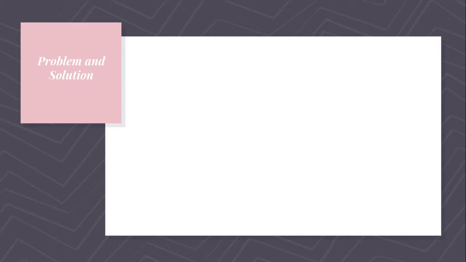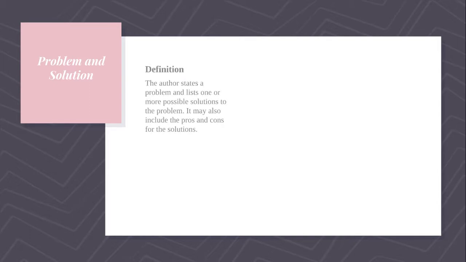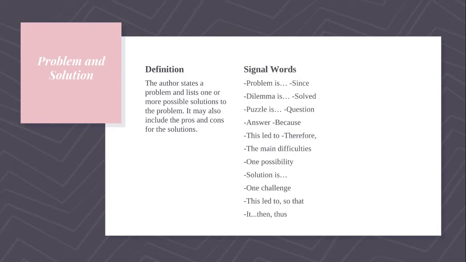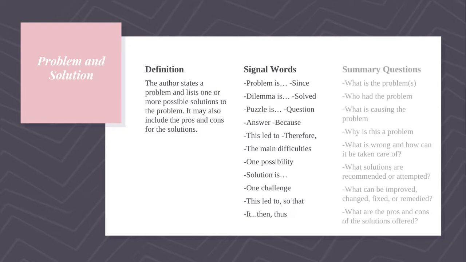This is our last one. Problem and solution. Definition. The author states a problem and lists one or more possible solutions to the problem. It may also include the pros and cons for the solutions. Signal words. Problem is, since, dilemma is, solved, puzzle is, question, answer, because. This led to, therefore, the main difficulty is, one possibility, solution is, one challenge, this led to, so that, if, then, thus. Summary questions. What is the problem or problems?